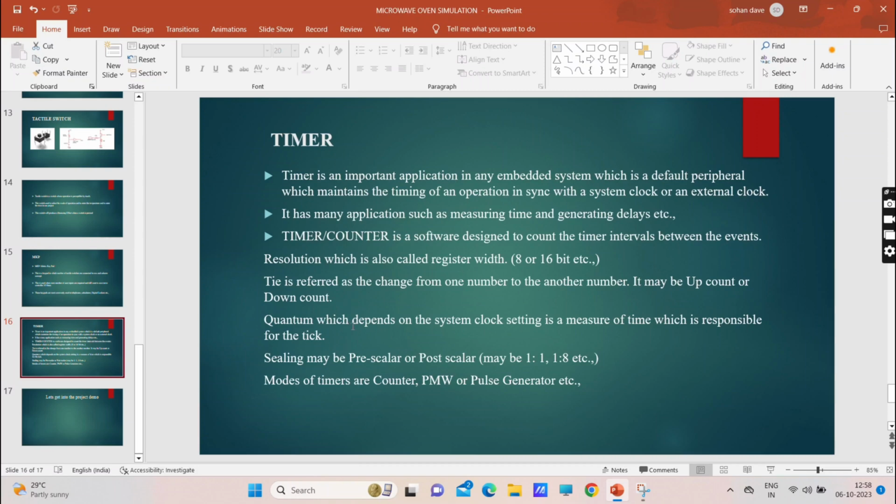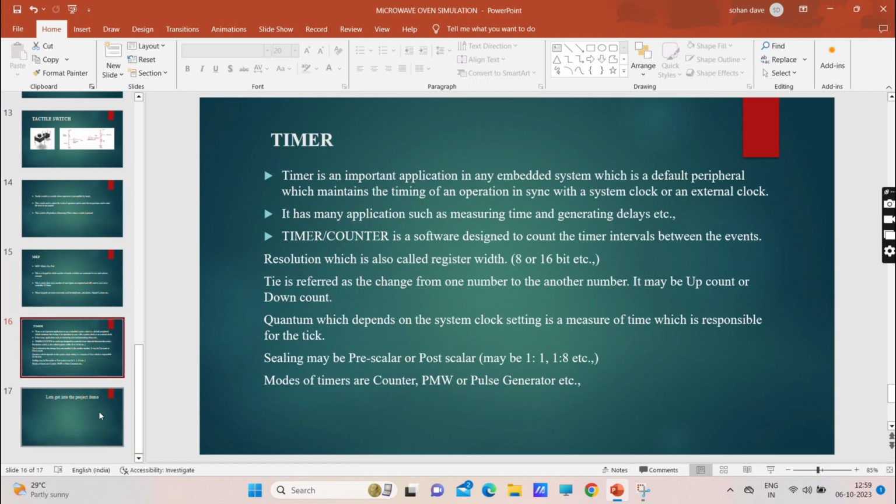Now we will talk about quantum. Quantum, which depends on the system clock setting, is a measure of time responsible for the ticking of the timer. Scaling may be a prescaler or a post-scaler. It may be 1:1, 1:8, 1:16, etc. The modes of timers are counters, pulse width modulation, pulse generator, etc.